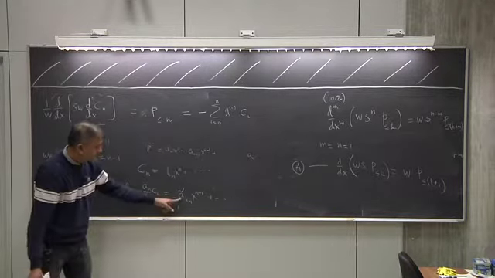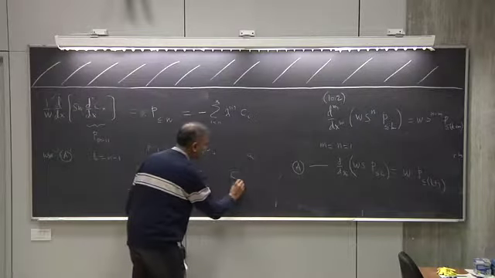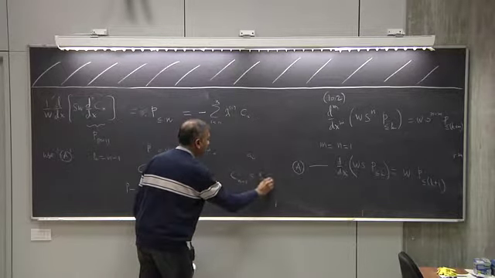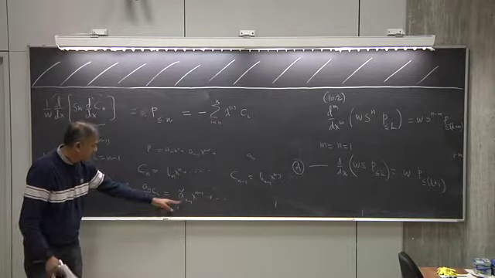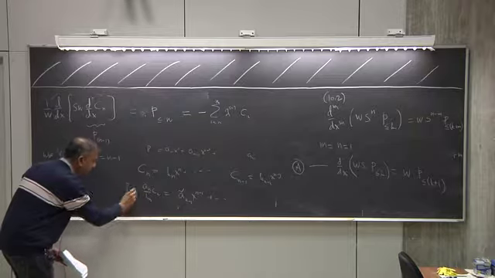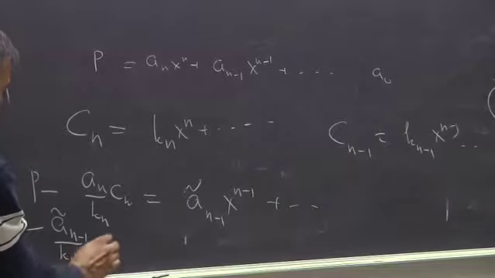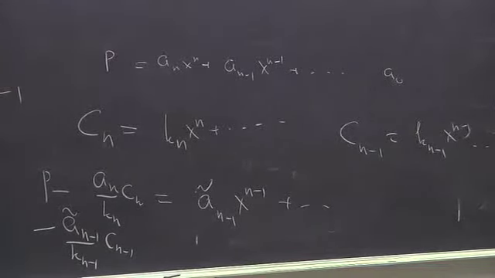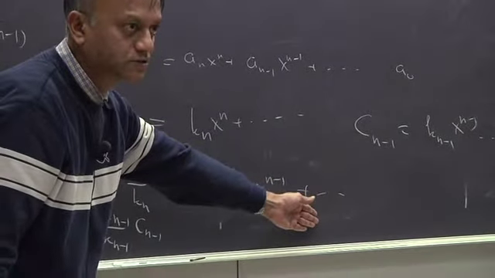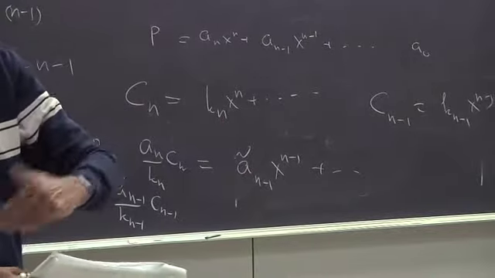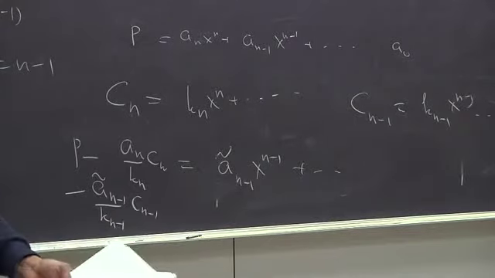Now you want to get rid of the x to the n minus 1 term. So you look at the Cn minus 1. This will have some kn minus 1, x to the n minus 1, etc. Okay. Now I can get rid of this term by again subtracting further a tilde n minus 1 over kn minus 1 Cn minus 1. You see. So this also disappears, correct. Then it will start from n minus 2, x to the n minus 2. Then you can take a suitable combination of Cn minus 2 to get rid of x to the n minus 2, and so on. You systematically go, and finally you arrive at just a constant.